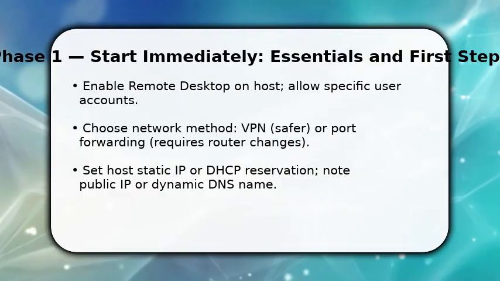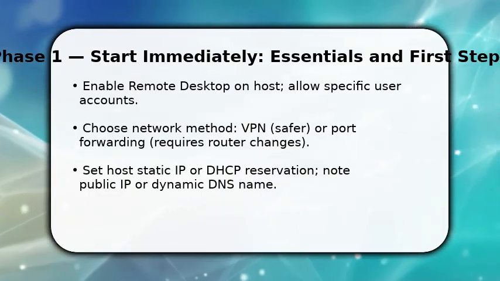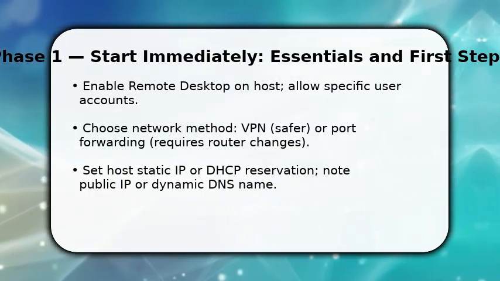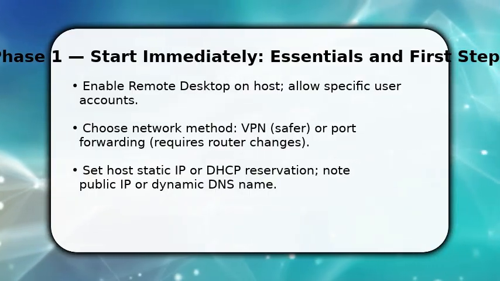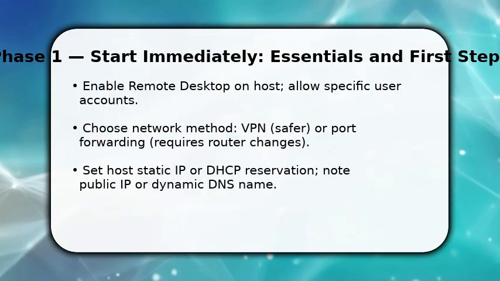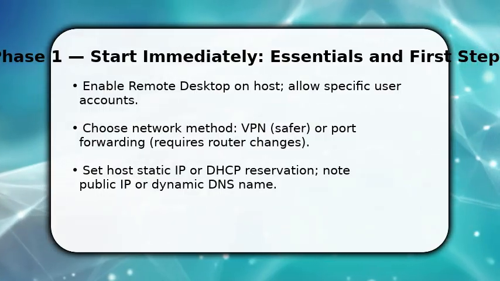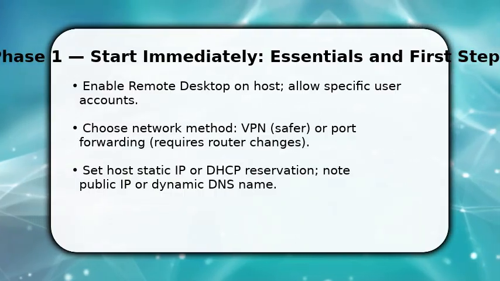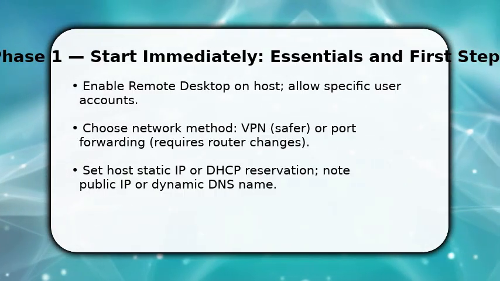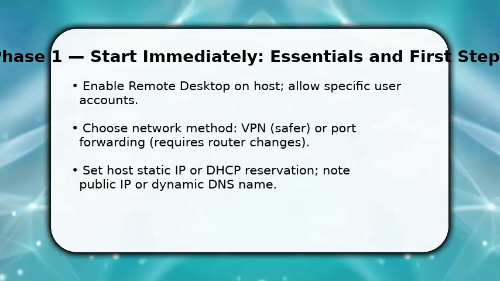You start by enabling remote desktop on the host and granting access to the user account you will use. Next, decide how you will reach the host. Use a VPN for secure access, or plan port forwarding if VPN is unavailable. Make sure the host has a static IP or DHCP reservation so router rules stay valid, and record the public IP or a dynamic DNS name. This prevents connection mismatches when you try to connect externally.